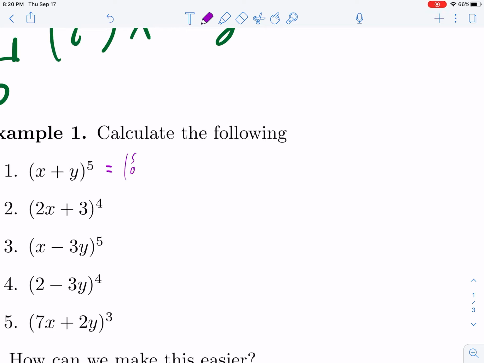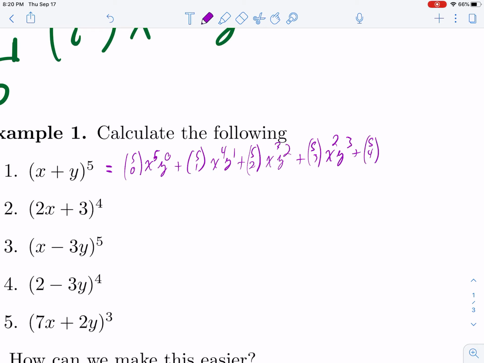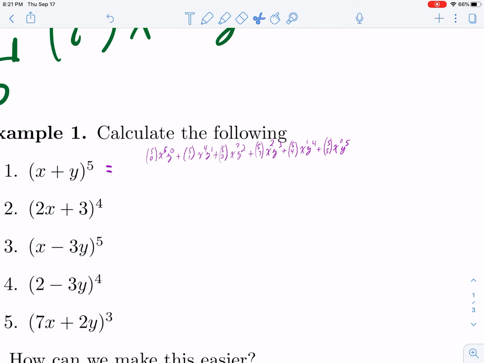So this is going to be 5 choose 0, x to the 5th, y to the 0, plus 5 choose 1, x to the 4, y to the 1, plus 5 choose 2, x to the 3, y to the 2, plus 5 choose 3, x squared, y cubed, plus 5 choose 4, x to the 1st, y to the 4th, plus 5 choose 5, x to the 0, y to the 5th.